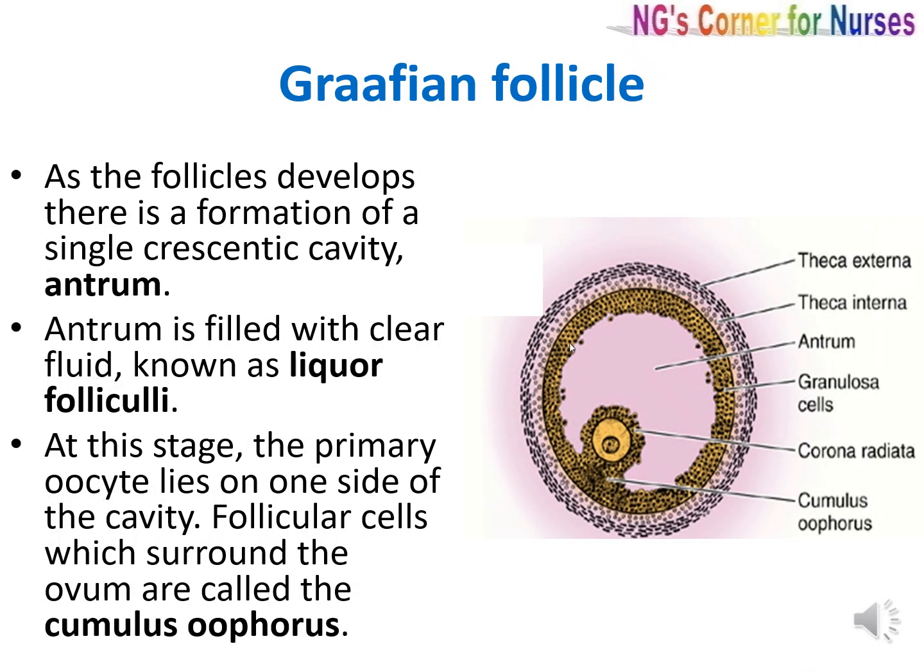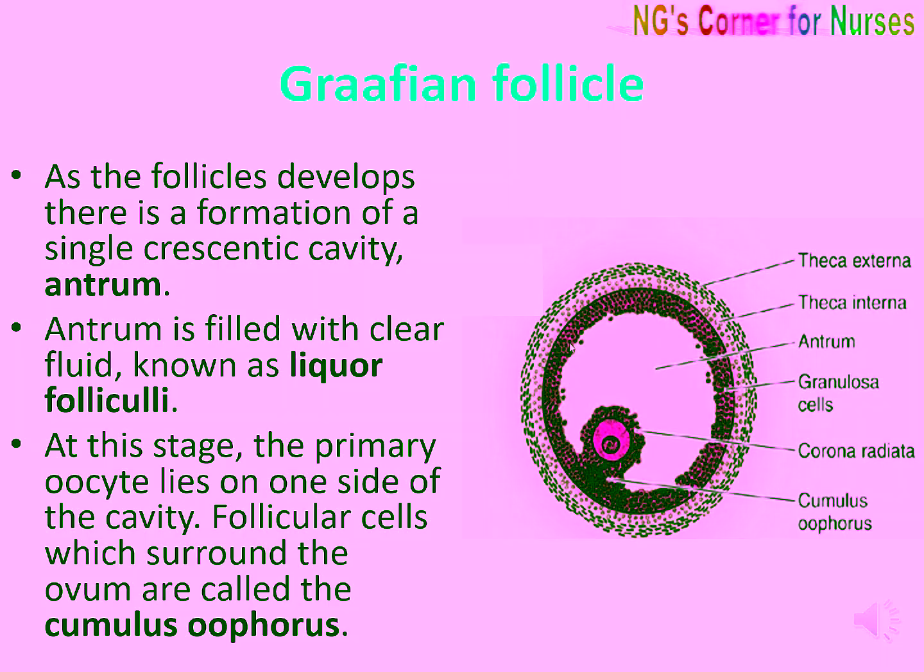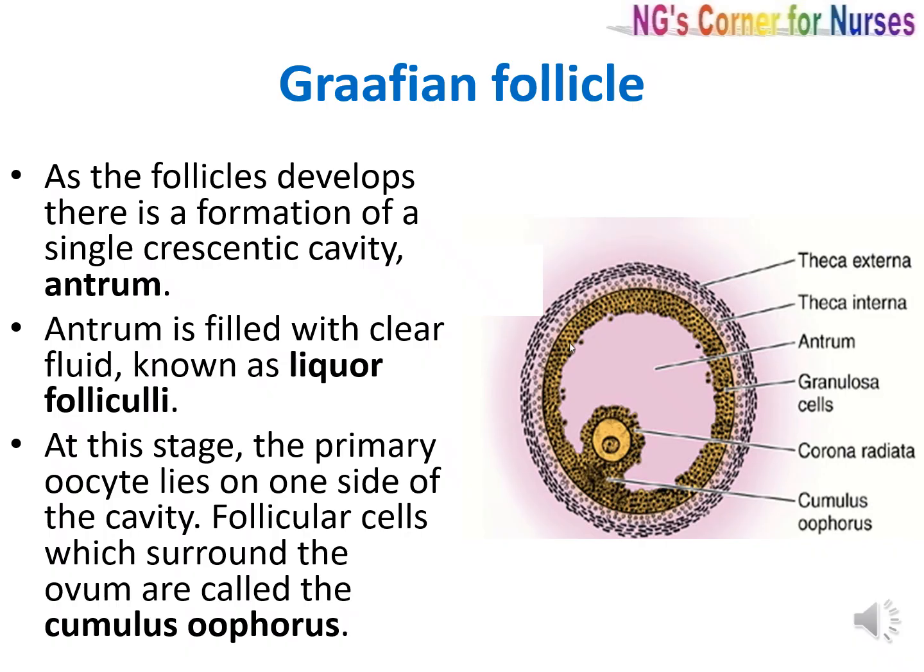Next, coming to the Graafian follicle or a mature follicle. As the follicle develops, there is a formation of a single crescentic cavity which is known as antrum. And antrum is filled with clear fluid which is known as liquor folliculi. At this stage, the primary oocyte lies on the side of the cavity. The follicular cells which surround the ovum are called the cumulus oophorus. You can see it in the picture.